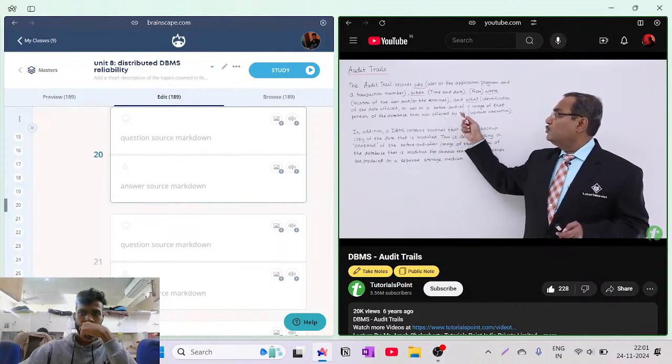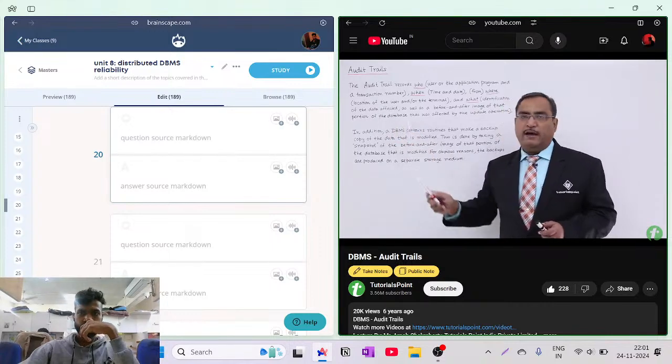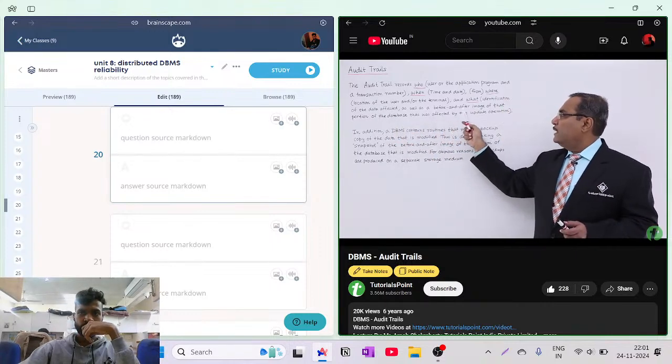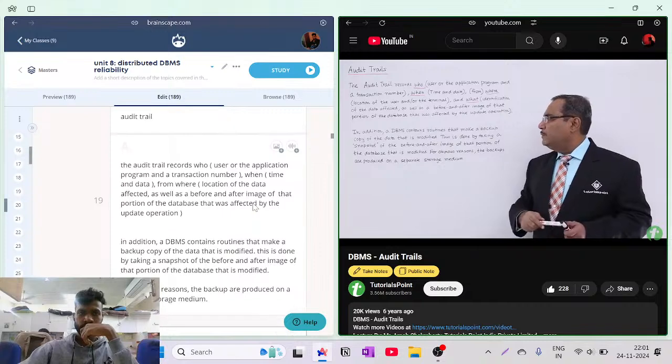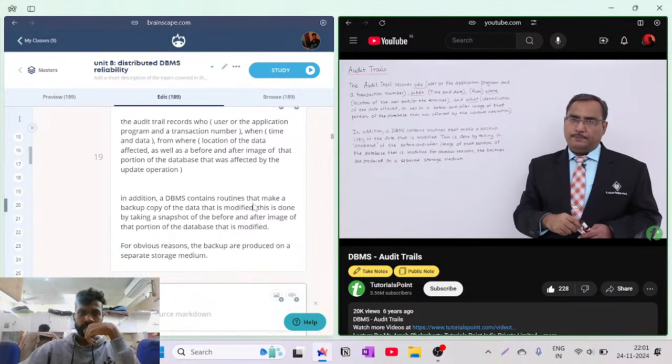So that is also very important. That is the identification number of the data affected, as well as the before and after image of that portion of the database that was affected by the update operation.